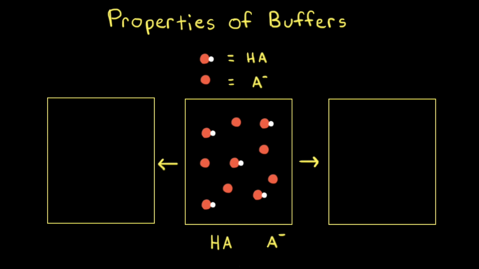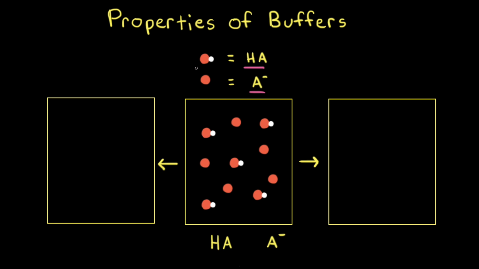A buffer solution consists of a significant amount of a weak acid and its conjugate base. Let's say we have a generic weak acid HA and its conjugate base A-, and we're going to use some particulate diagrams to try to understand how buffers work. So for our first particulate diagram, let's count out how many particles we have of each.